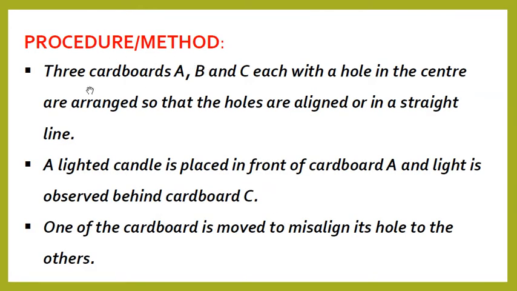Procedure or method. 1. 3 cardboards A, B, and C, each with a hole in the center, are arranged so that the holes are aligned in a straight line. 2. A lighted candle is placed in front of cardboard A and light is observed behind cardboard C. Now, one of the cardboards is moved to misalign its hole to the others. In other words, we shift one of the cardboards so that the holes are no longer in a straight line.